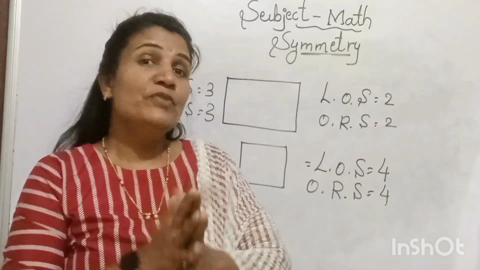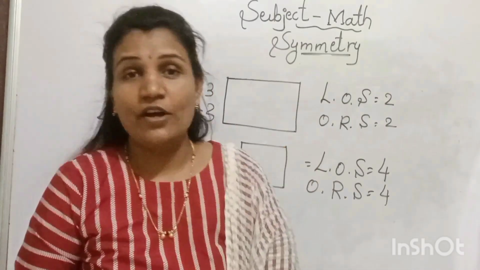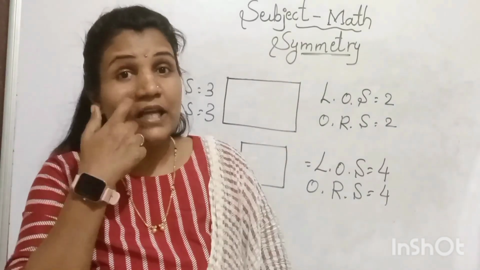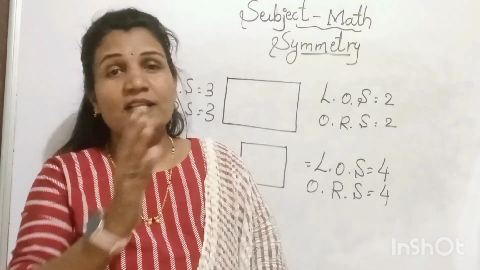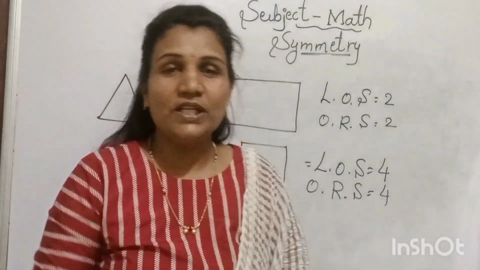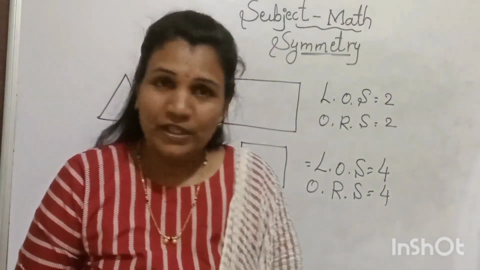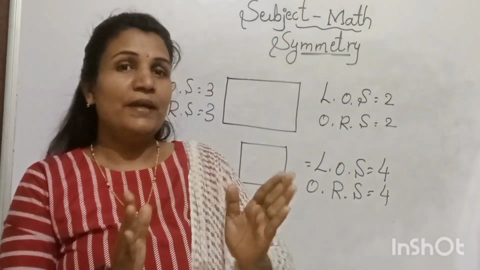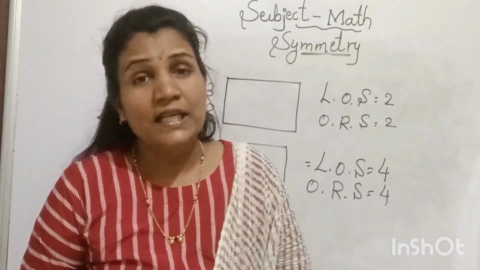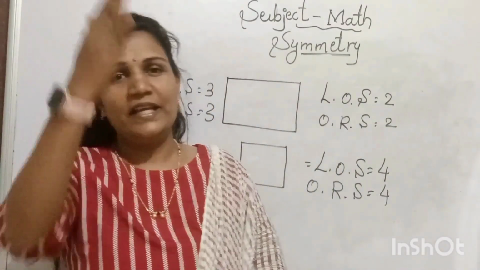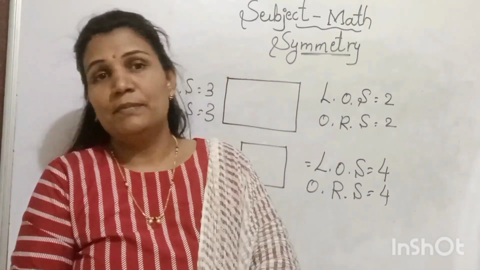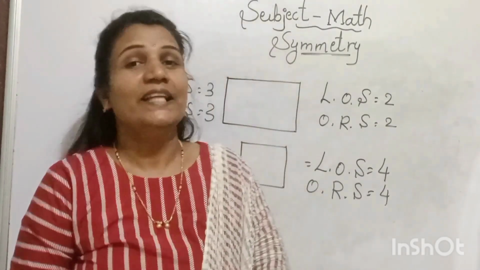Same like that, the order of rotational symmetry means how many times an object gets its original position in a rotation of 360 degrees. Just keep in mind, they may ask about shapes or numbers or some letters. Line of symmetry, either vertical or horizontal, and on the same line, order of rotational symmetry.